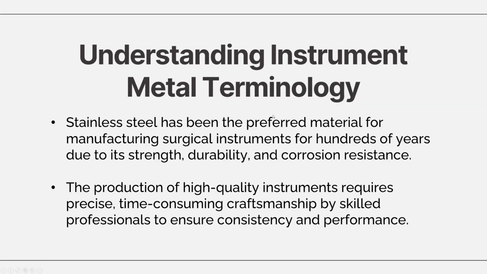Now we're done with that. We're going to talk about understanding instrument metal terminology. So stainless steel is the preferred metal for surgical instruments due to its strength, durability, and corrosion resistance. High quality instruments, especially OR grade instruments, require skilled craftsmanship for consistency and performance.